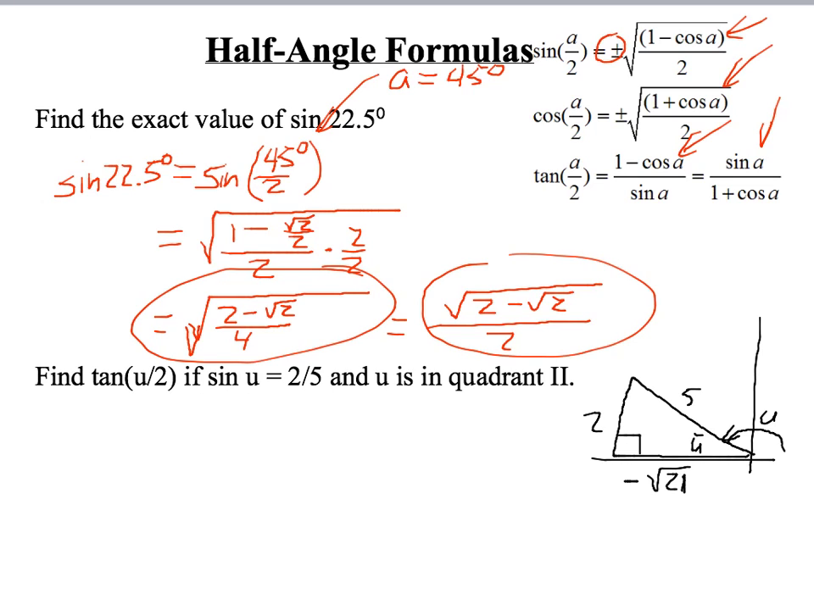Alright, so we're asked to find the tangent of u over 2. As we look, there are two possible formulas you could use. Once again, I don't think it matters. In fact, I know it doesn't matter. So let's go: tangent of u over 2 equals, and let's just use the first one, 1 minus the cosine of u, which is negative square root of 21 over 5, divided by the sine of angle u, which is 2/5.